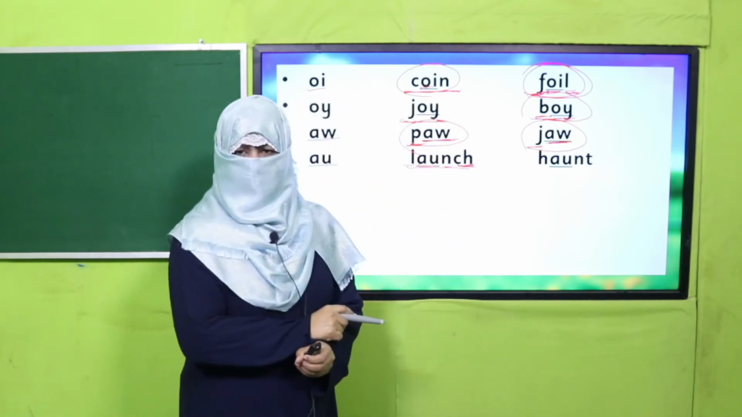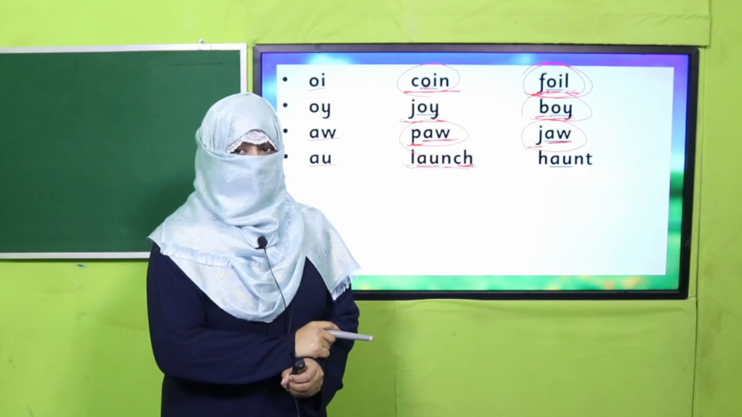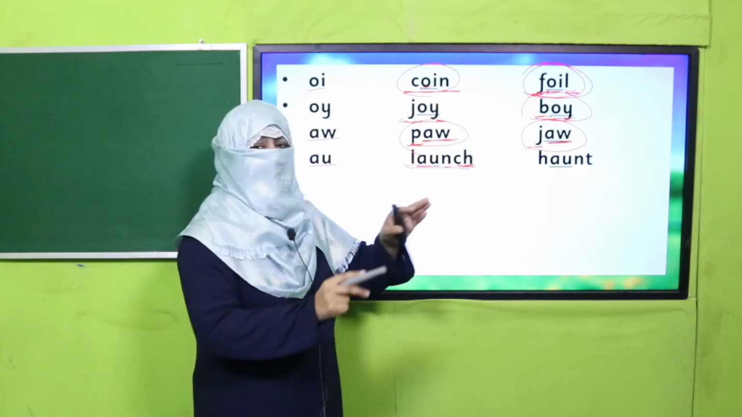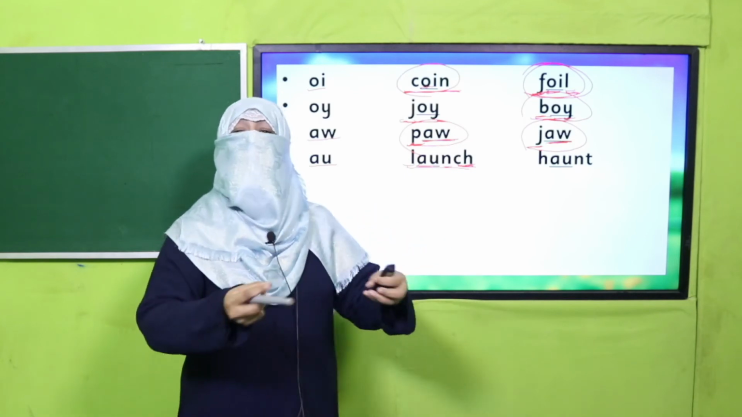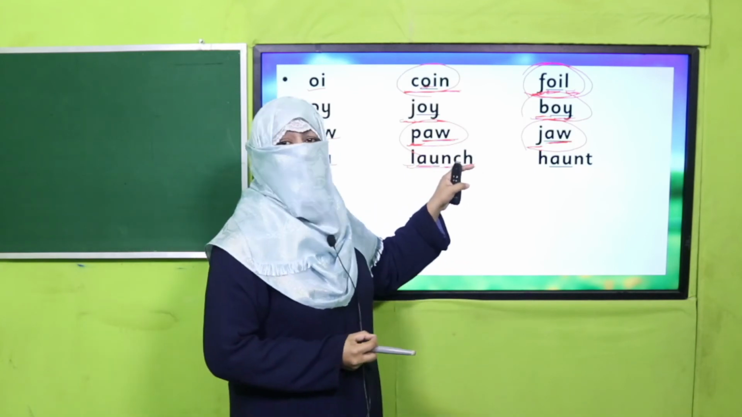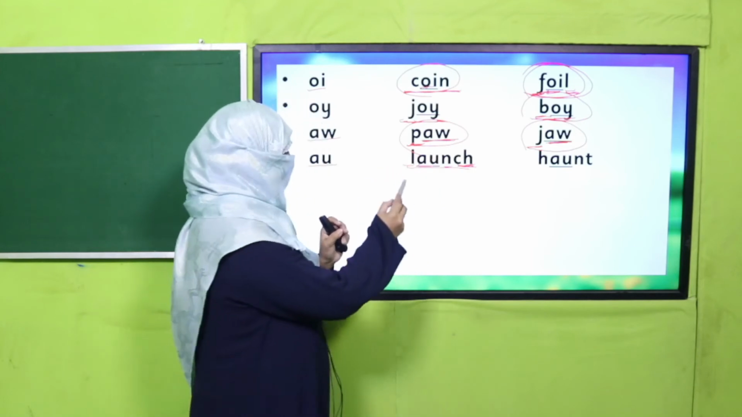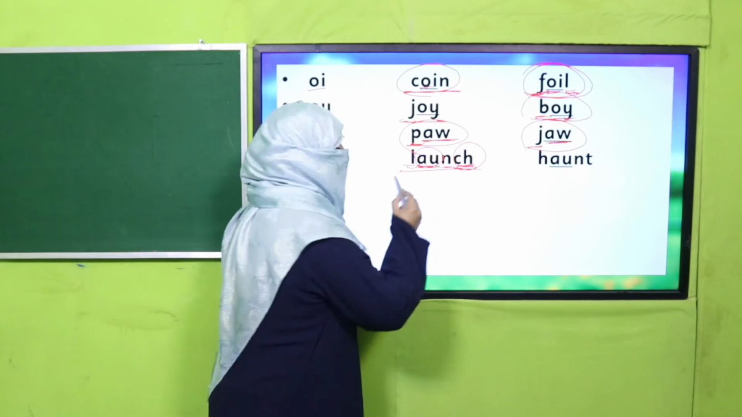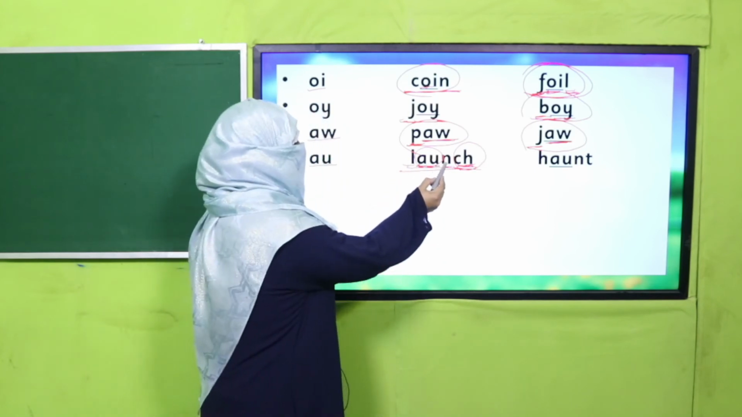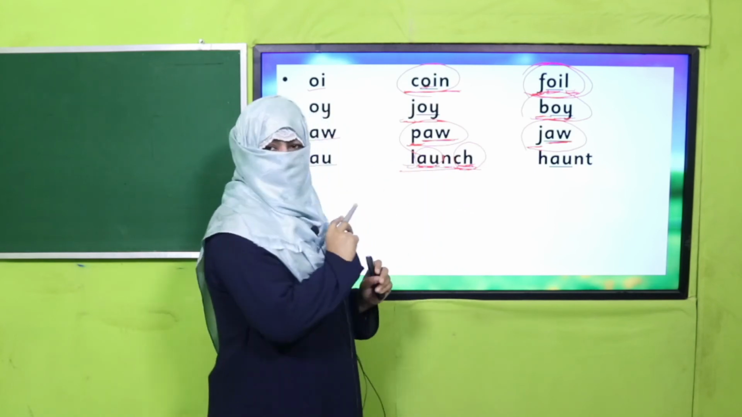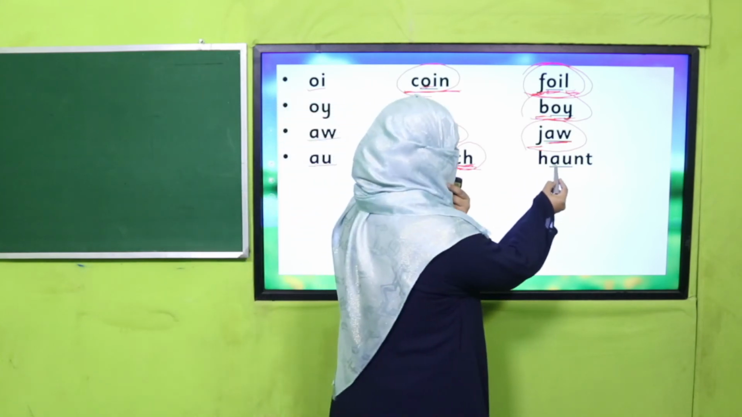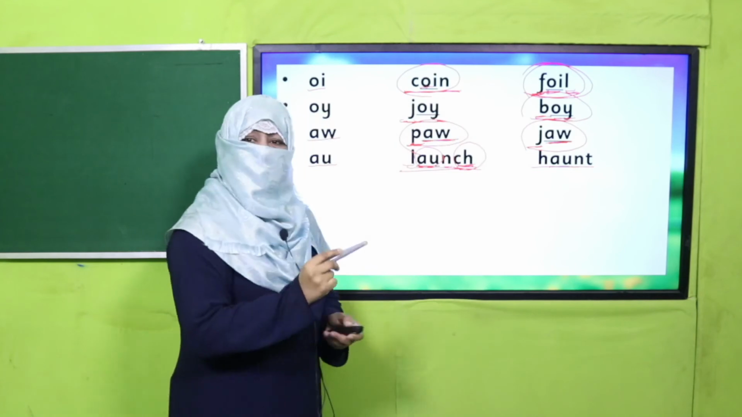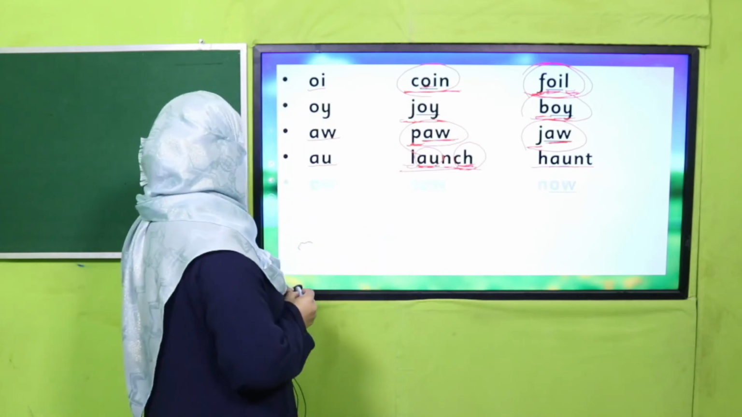Here it's CH. Remember, CH is a digraph where the letters leave their own sounds and make a new sound. So CH together is the ch sound. And here we find one diphthong and one digraph. And together this word is launch. Okay? Haunt. All right, this is how we practice these.